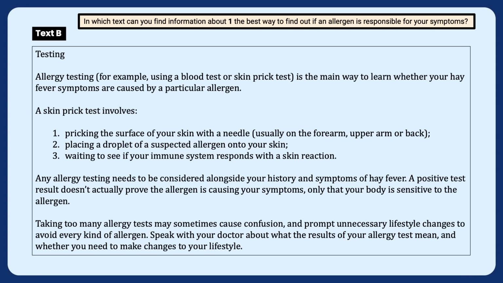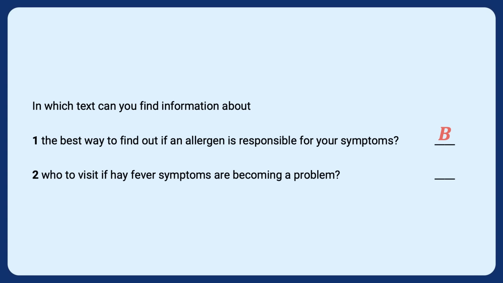I'm also going to keep that question in my mind, but I need to do more than just word spot. I need to make sure that I can answer that question. So I need to look carefully for a particular section of the text that answers the question. And I can see that this section of the text actually answers the question. Pause the video to see what I mean. So I can confidently write B as the answer.